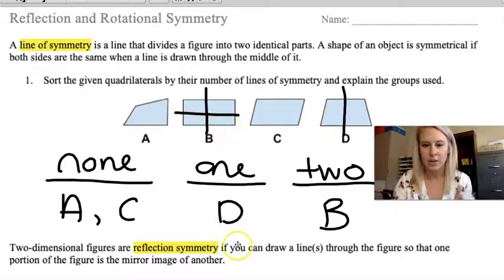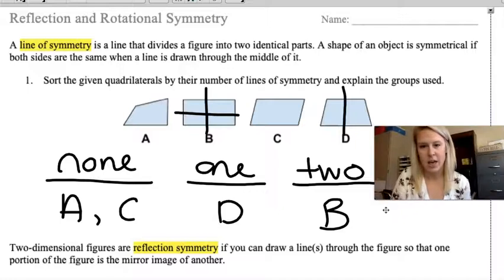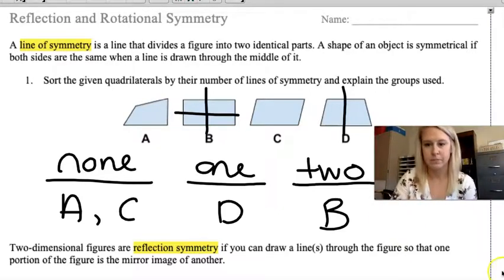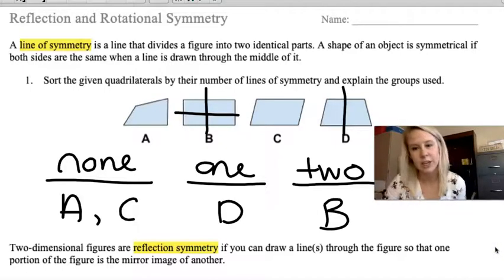Shape B, shape D had one line of symmetry straight down the middle, so the trapezoid had one, and then a rectangle is going to have two lines of symmetry. You can't fold it at the diagonals for a rectangle, you can only go vertically and horizontally. All right, so hopefully you can identify lines of symmetry.